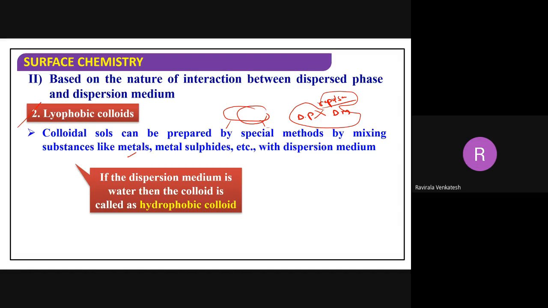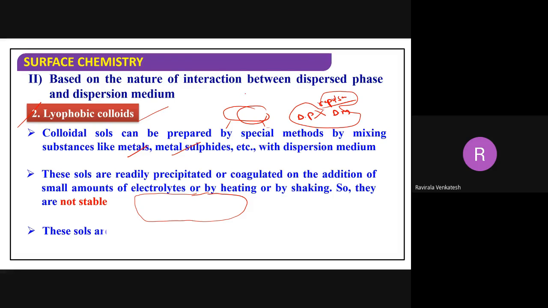Some metals like arsenic, metal sulfides, and gold, when dispersed in the dispersion medium, give lyophobic colloids. If the dispersion medium is water, they are called hydrophobic colloids. These sols are precipitated or coagulated readily with the addition of a small amount of electrolyte. For example, this is a gold sol.